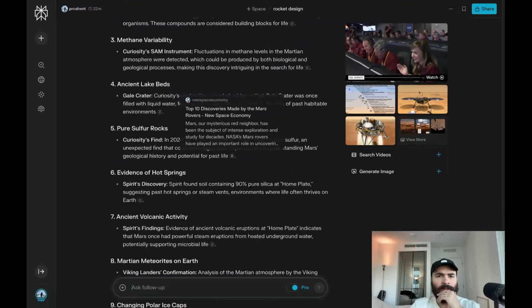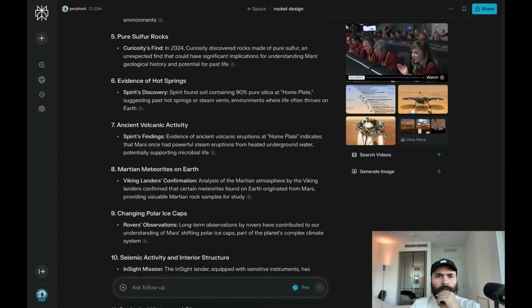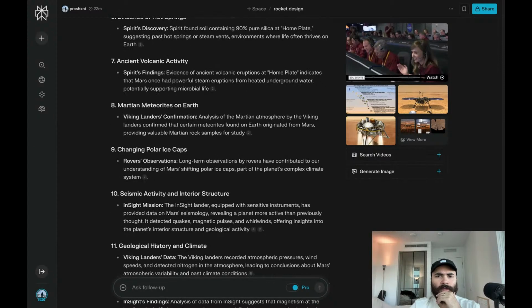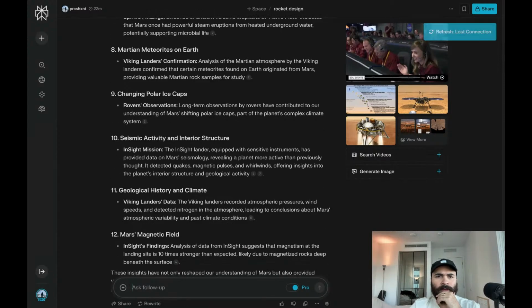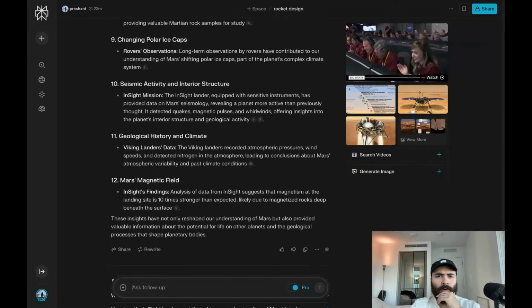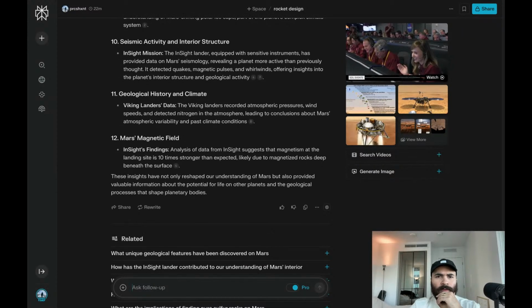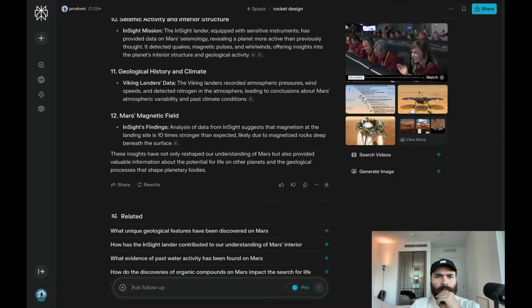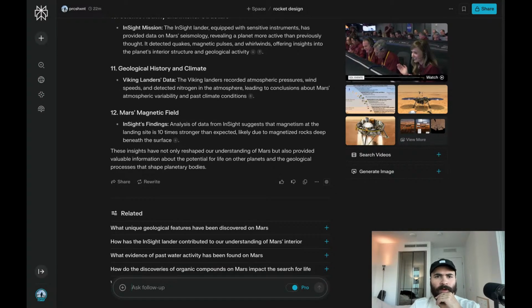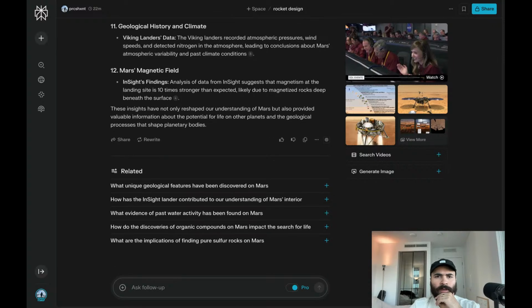Organic compounds, methane, lake beds, sulfur rocks, hot springs, volcanic activity, meteorites, polar ice caps, seismic activity, more active than previously thought. Geological history.